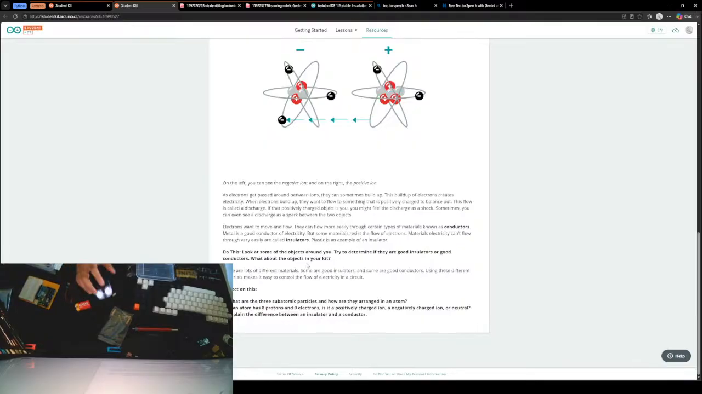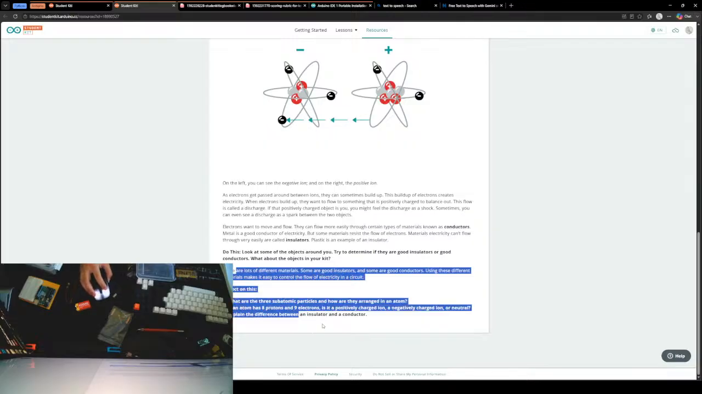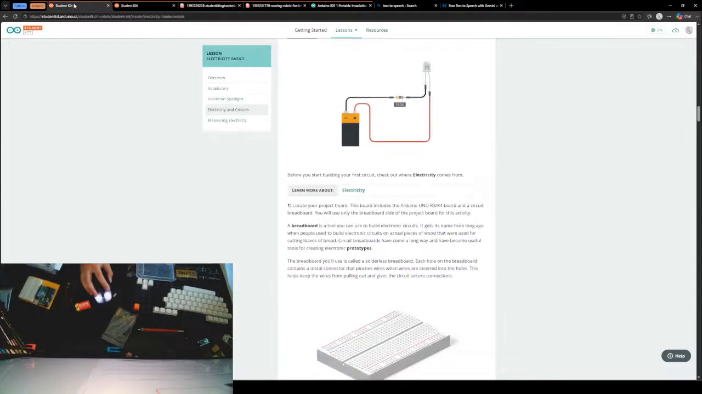My mouse pad is probably a good insulator. This is made of a lot of metal, probably a good conductor. There are lots of different materials. Some are good insulators, some are good conductors. Using these different materials makes it easy to control the flow of electricity in a circuit. Okay, locate my project board. I have it right here.